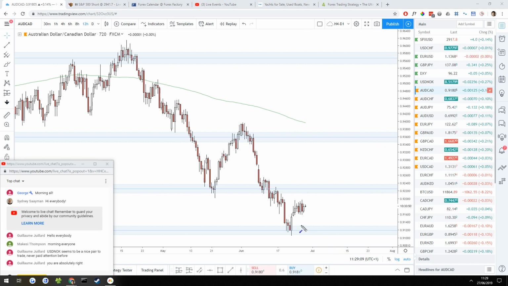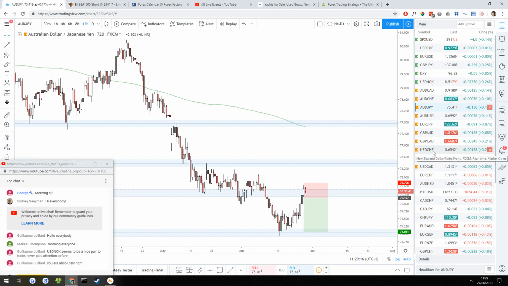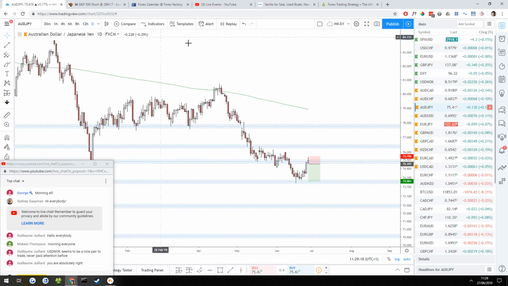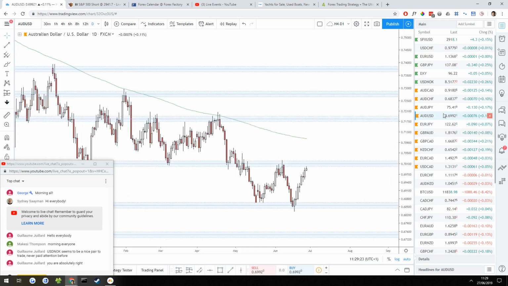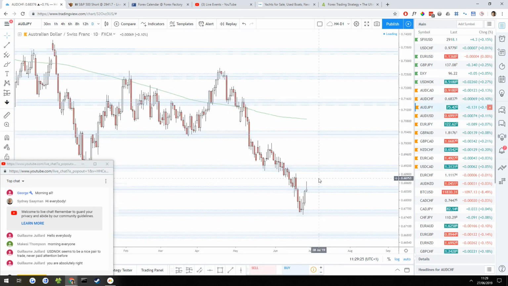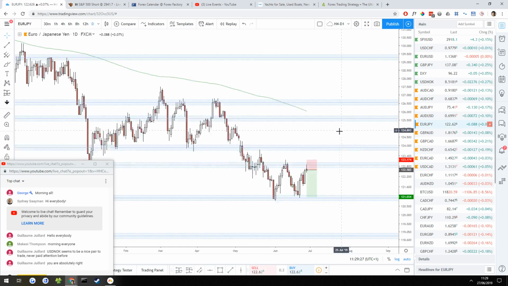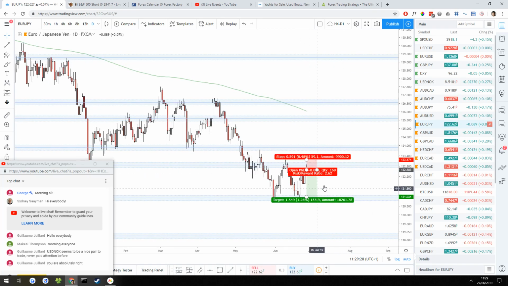AUD CAD, what I'm waiting for is a move up to resistance. It's not there yet for a potential short continuation. AUD CHF, AUD JPY, AUD USD, and also Euro JPY. All four of these are basically giving us the same kind of setup, just a potential short from resistance.